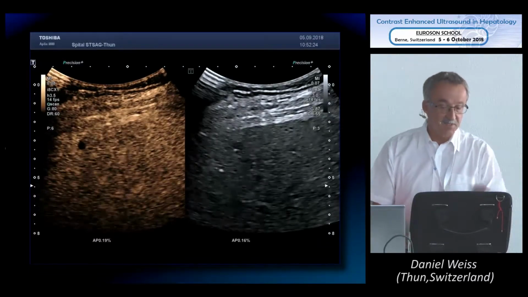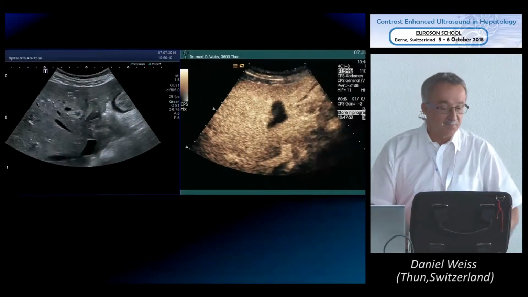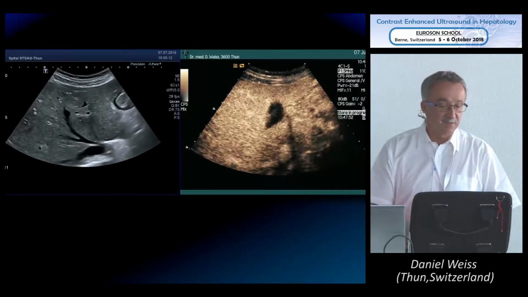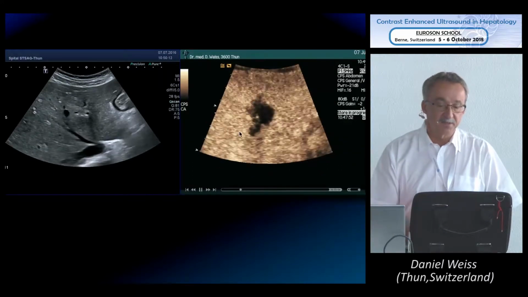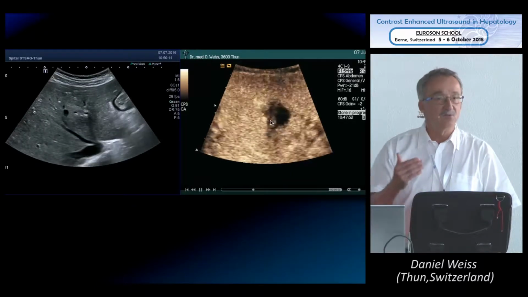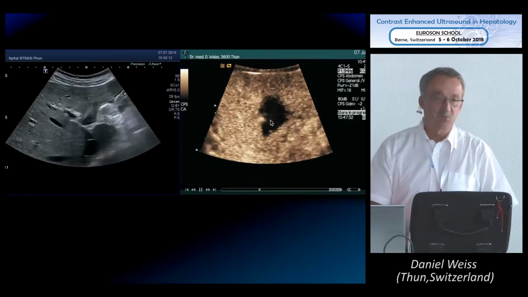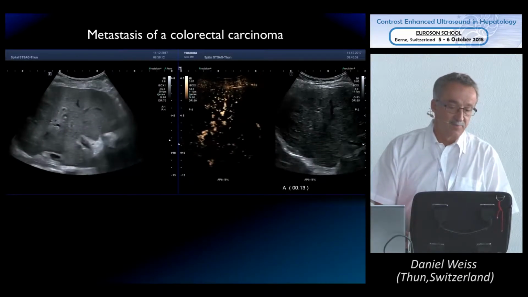If you have a liver cyst, this is quite easy also with grayscale sonography. But after ablative therapy, for example, when you have a scar and you don't see anything in grayscale sonography and you see suddenly something in the late phase, of course you have to do a wash-in phase just to prove that this is a scar and not a viable tumor.